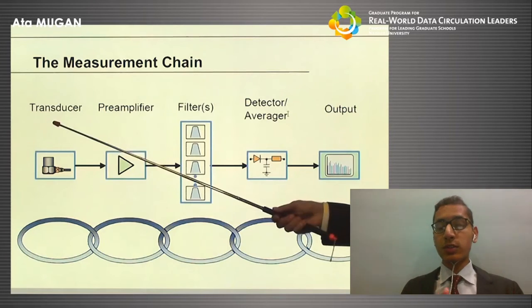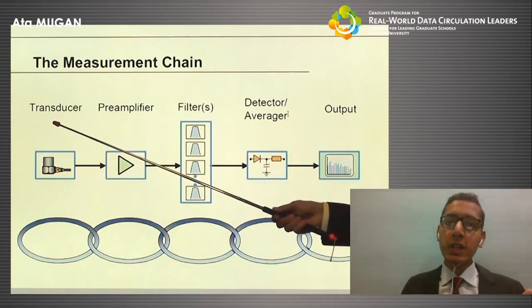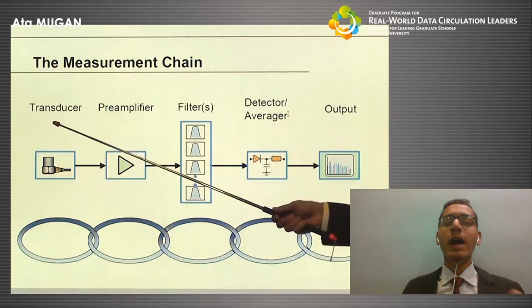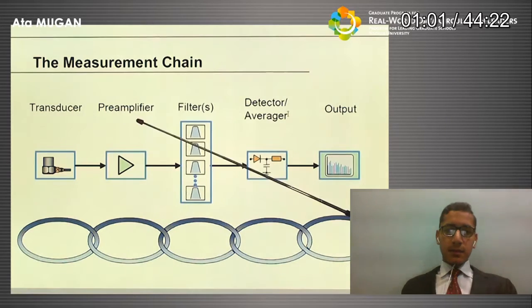Then we have filters to cut out all the extra vibrating elements, to filter it, to give it a proper smooth curve. Then we have a detector or averager. Now this is a very useful component, and we will discuss it in detail in the coming slides, so don't worry. Then we have our required output. Now let's discuss them in detail.